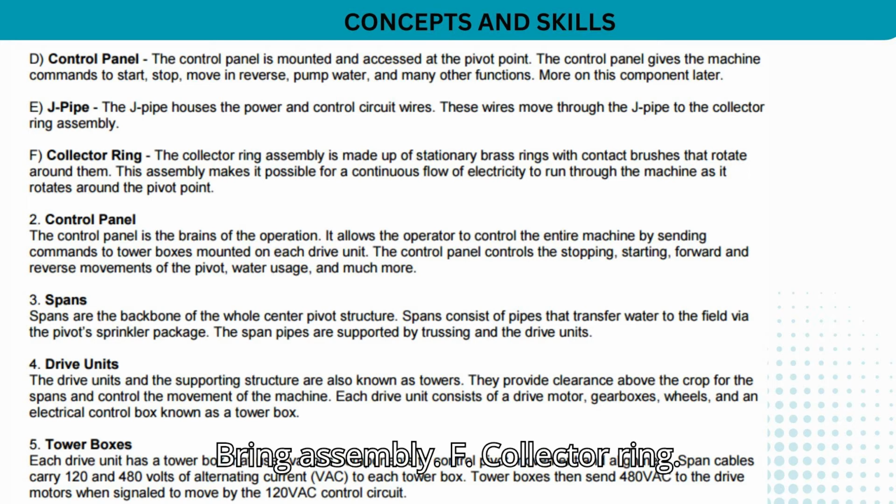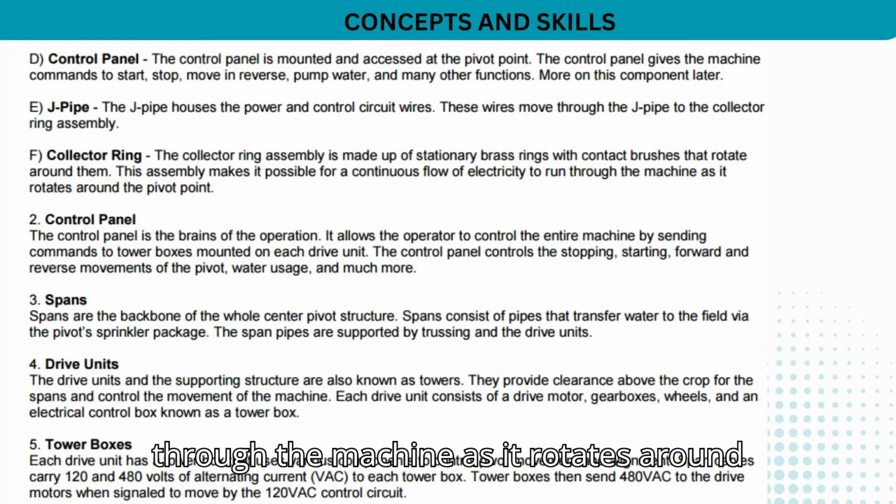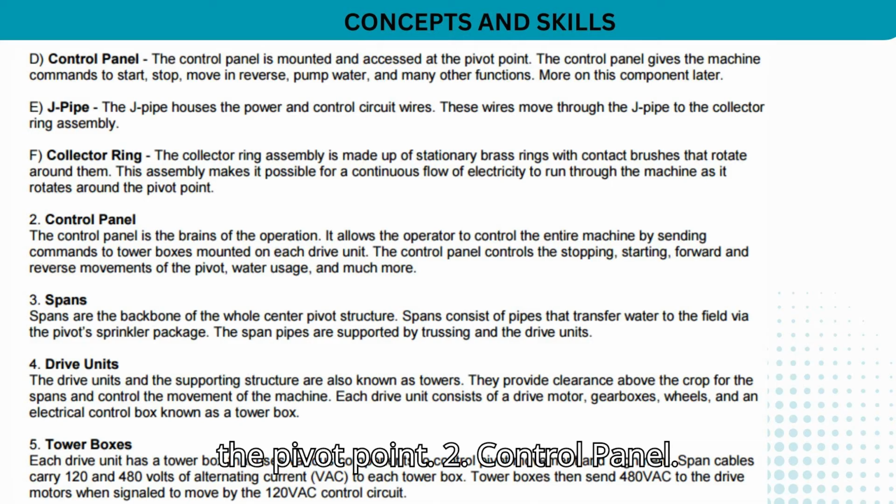F. Collector ring. The collector ring assembly is made up of stationary brass rings with contact brushes that rotate around them. This assembly makes it possible for a continuous flow of electricity to run through the machine as it rotates around the pivot point.